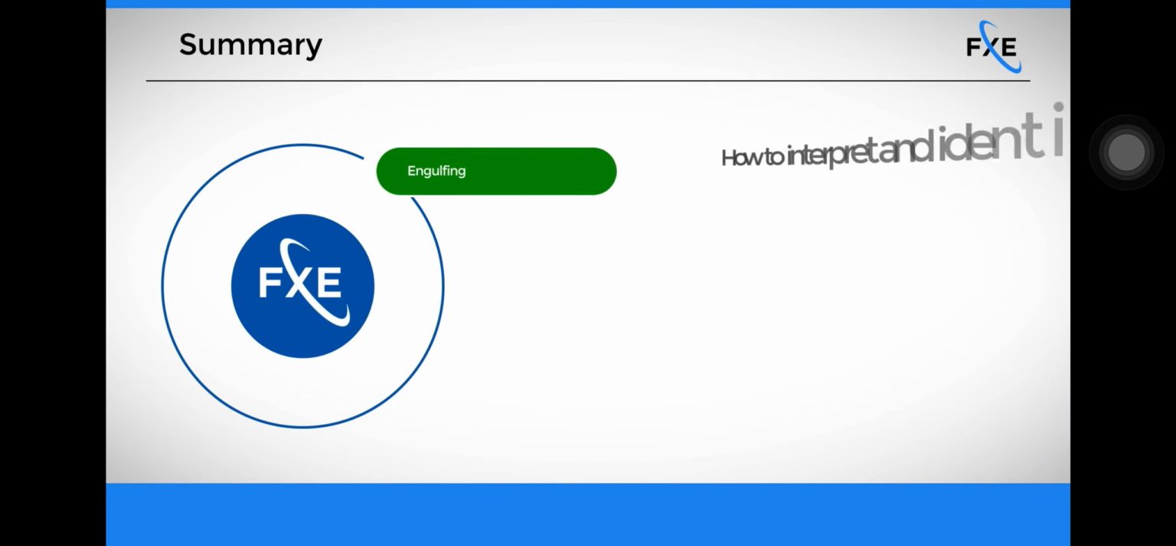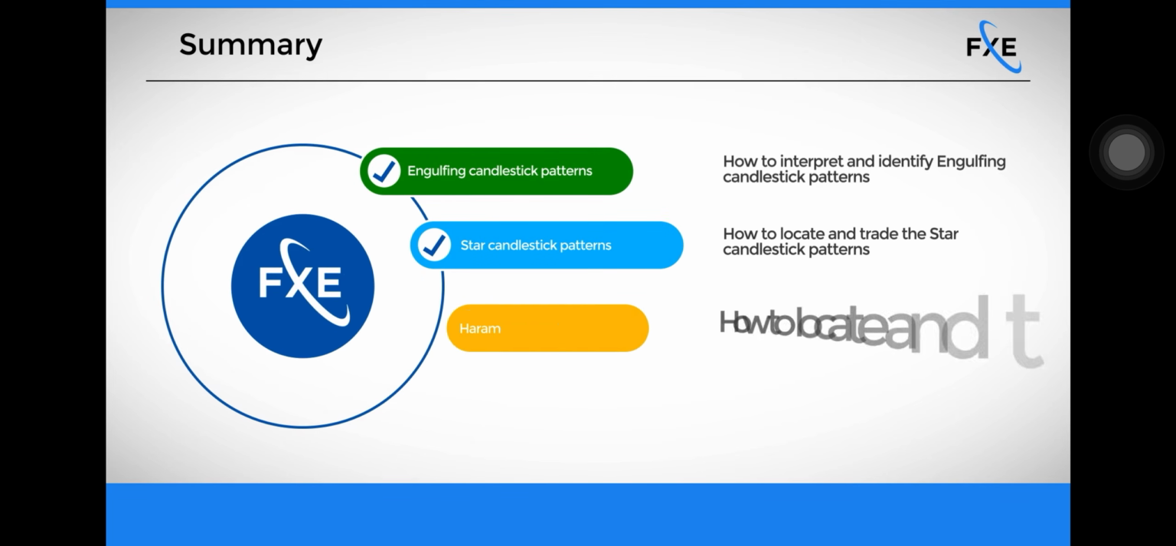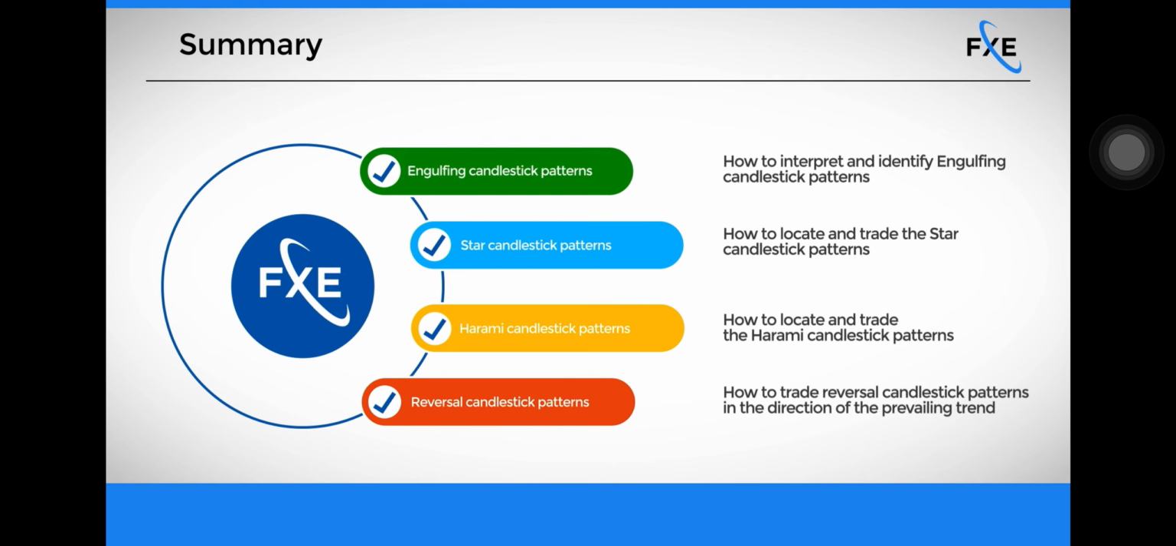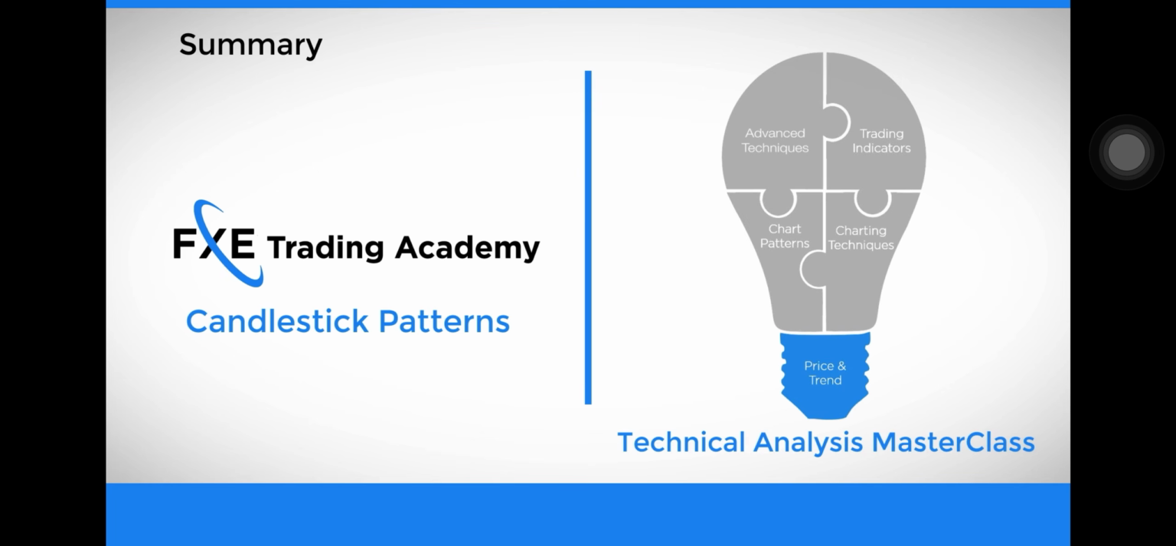In this session, we have learned how to interpret and identify engulfing candlestick patterns. We have learned how to locate and trade star candlestick patterns. We have learned how to locate and trade Harami candlestick patterns. And finally, we learned how to trade reversal candlestick patterns in the direction of the prevailing trend. This concludes Module 1 of the Technical Analysis Masterclass, Price and Trend Analysis. In the next module, Charting Techniques, you'll learn the tools that you can use in any type of market and trading condition, which will give you the ability to apply your learning to your favorite trading instruments and timeframes.